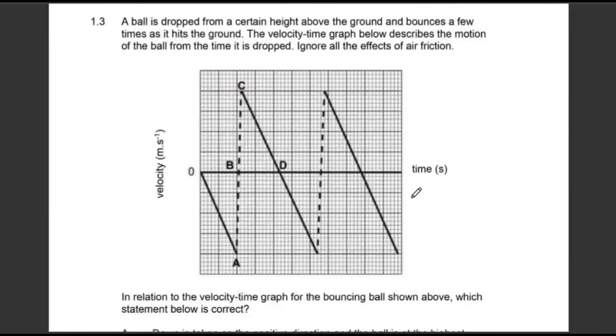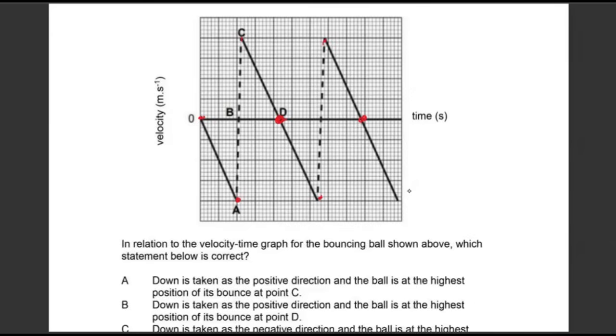Then 1.3, a ball is dropped from a certain height above the ground and bounces a few times as it hits the ground. The VT graph describes the motion of the ball from the time dropped. Ignore the effects. From here, velocity is 0, which means it was just dropped. It attains a velocity by the ground, then bounces off and reaches its maximum at D, and then goes back again for the bounce, and reaches also a 0 or the maximum at that point.